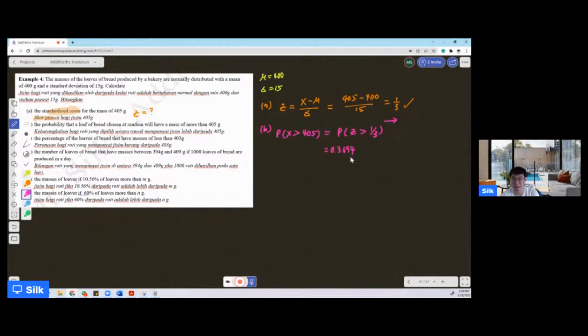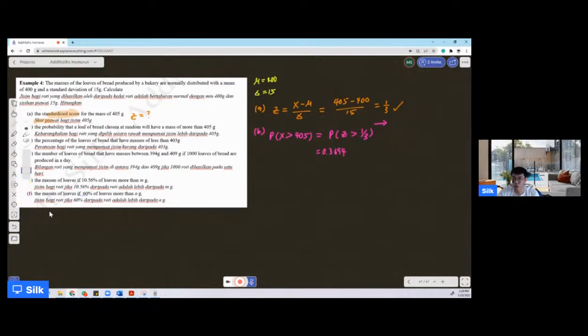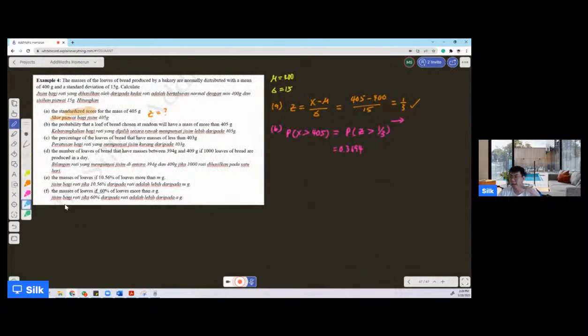That's all. If you know how to press the calculator, you can easily get the answer. You don't have to use the table. Okay? You don't have to use the table. But if you do not know how to use the calculator, later I'm going to take a video and send it into Google Classroom as well, on how to use the black color calculator like this one here to find the answer here.